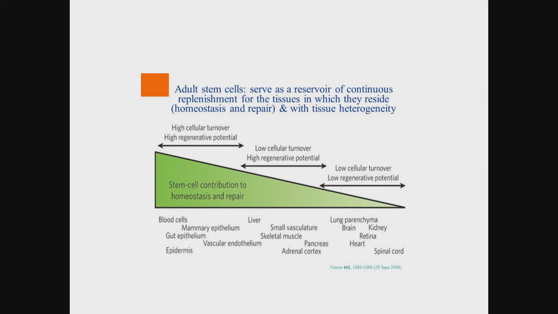So for example, the cells that have a high turnover and a high regenerative potential, for example, our blood. If you go and donate blood, nothing happens to you. You produce new blood, and that's it, right? We are all okay. And then as we go along this line, we have a lower cell turnover, still some regenerative capacity, and then the cells that don't have a high turnover have a very low regenerative potential. So if they get damaged, we have a difficult time recovering from these kinds of injuries or diseases or things that damage these tissues.